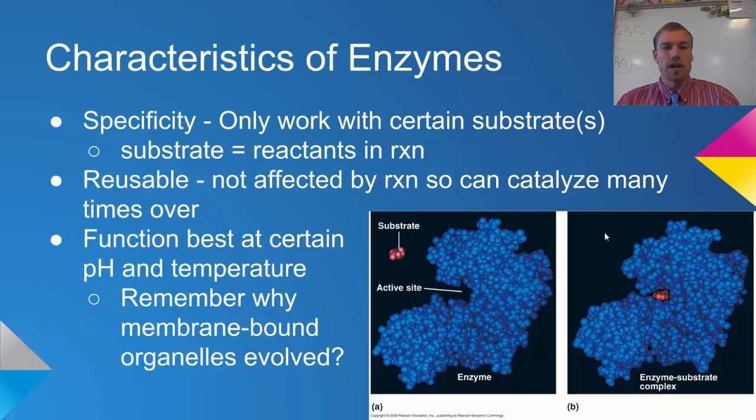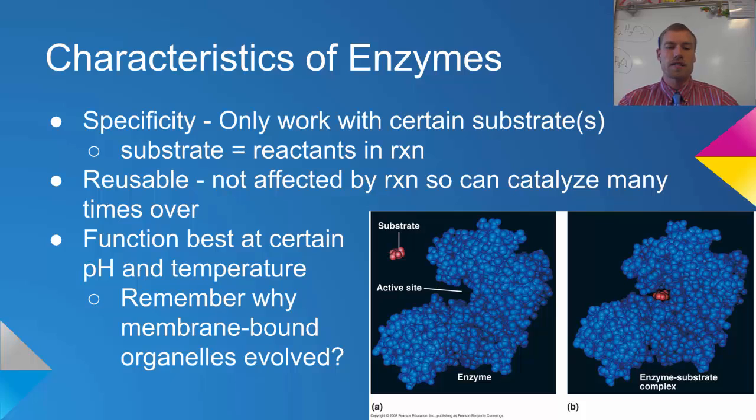Now, enzymes have several characteristics, one of them being that they're specific. They only work with certain substrates. So sucrase only works with sucrose. DNA polymerase only works with DNA. And they only work with what we call substrates, and substrates are the reactants in their reaction. It's what we're putting in that their shape must bind to. Enzymes are also reusable. They're not affected by the reaction, so they can continue to catalyze many times over. So you don't have to have a lot of them in order to continue to push the reaction forward. You can just start off with a small amount.